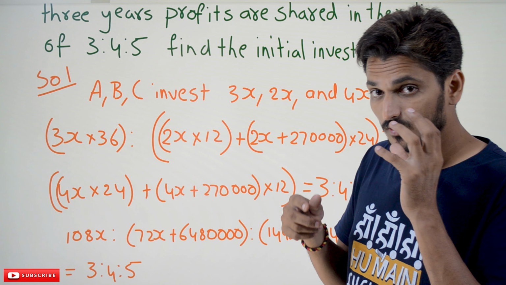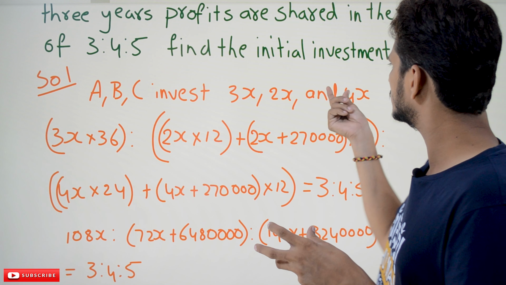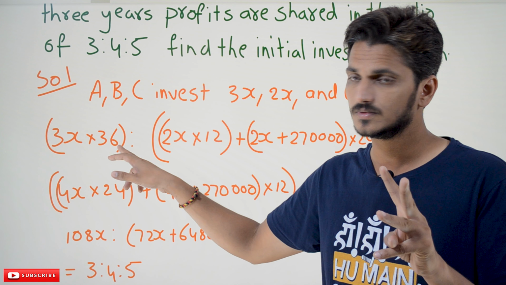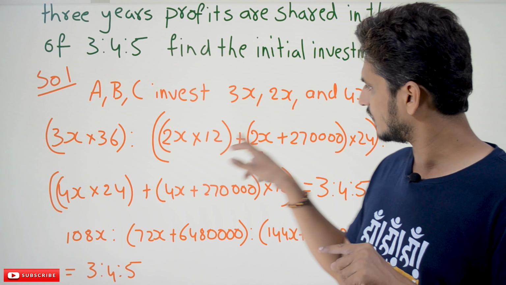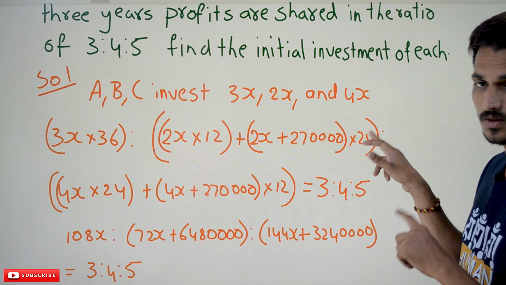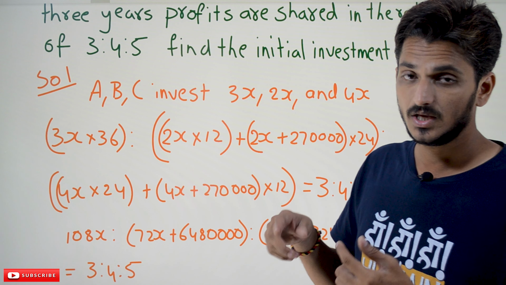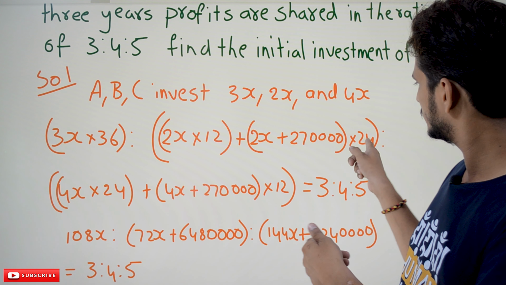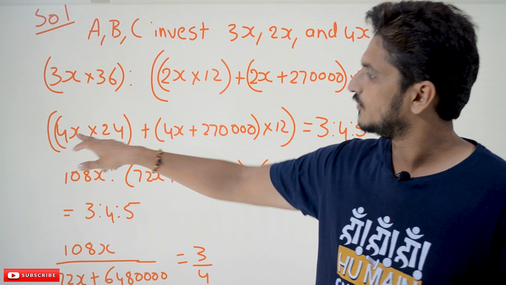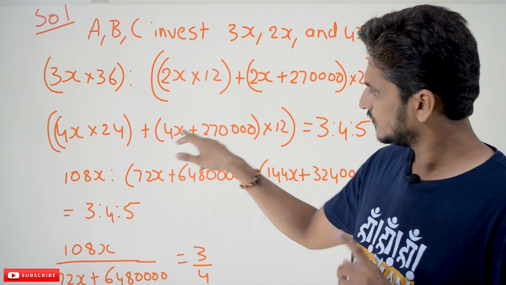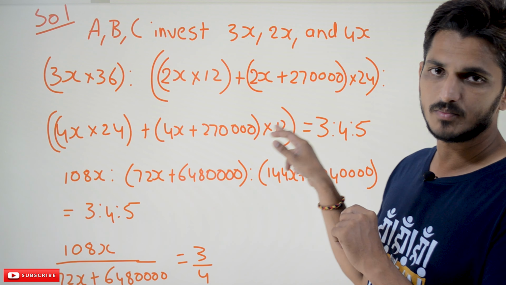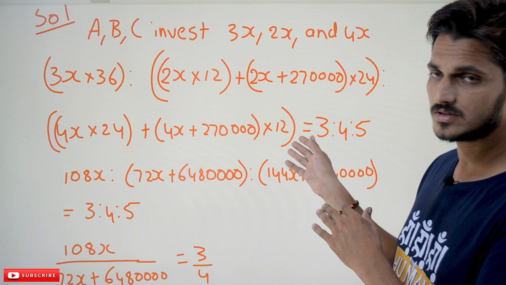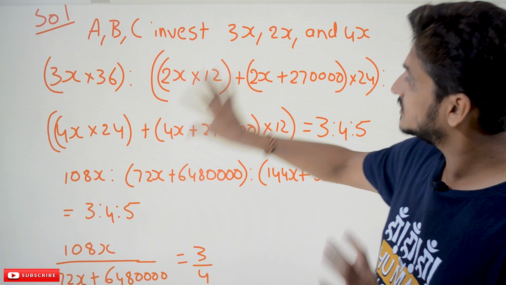So the amount that they have invested is 3x, 2x, and 4x. For this 3x, A invested for 36 months. B invested 2x for 12 months, and after that, 2x plus 2,70,000 multiplied by 24 months. After 1 year, B invested 2,70,000 more. C invested 4x multiplied by 24 months plus 4x plus 2,70,000 multiplied by 12 months. After 2 years, C invested again 2,70,000 for another 12 months.